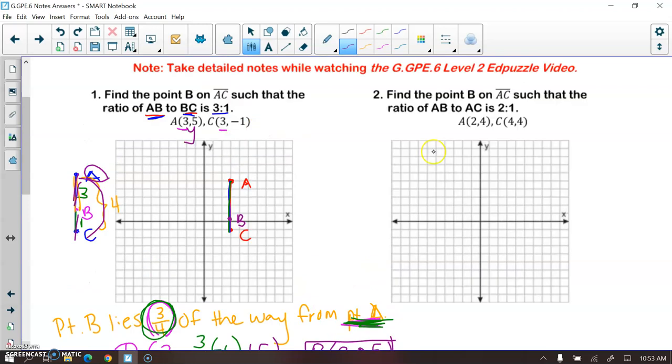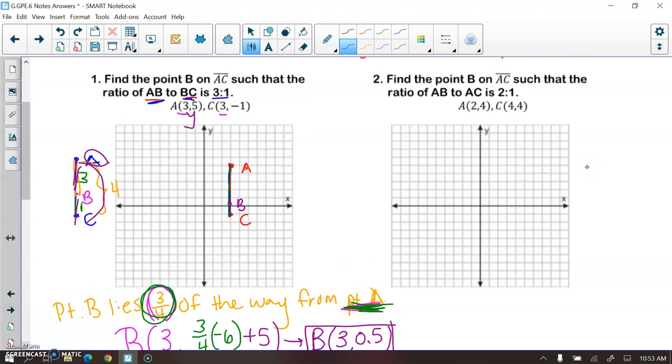So now, number 2, we need to be careful. This is slightly different. We want to find point B on AC such that the ratio of AB to AC is 2:1. So if I graph point A, which is at 2, 4, and I graph point C at 4, 4, this is my line segment, and I'm going to draw it a little larger off on the side of the graph just so we can talk about this. So point B is going to be somewhere along this line segment.